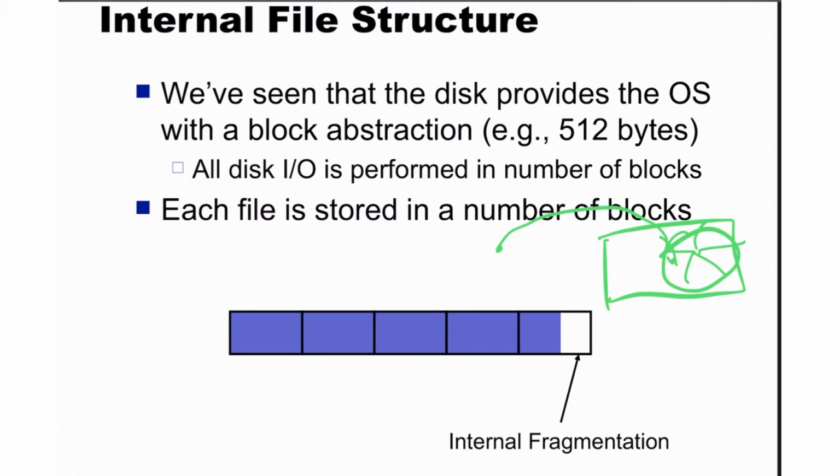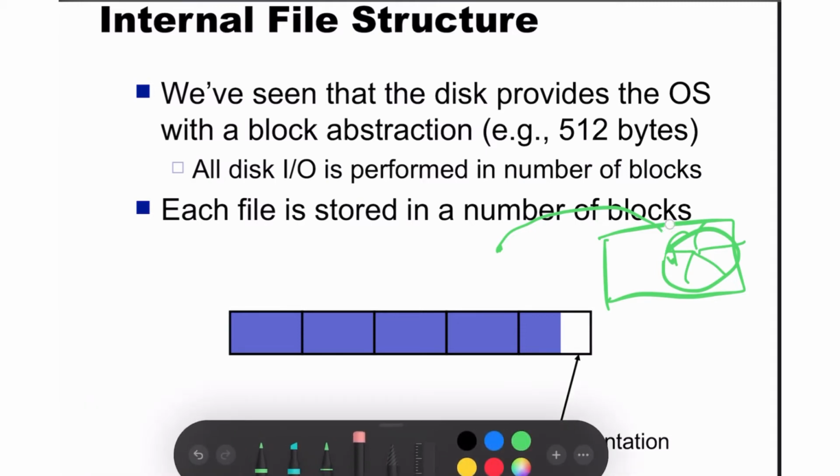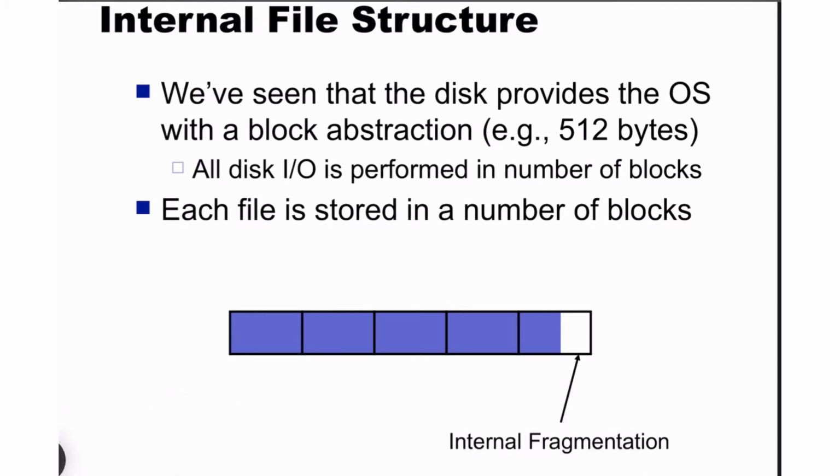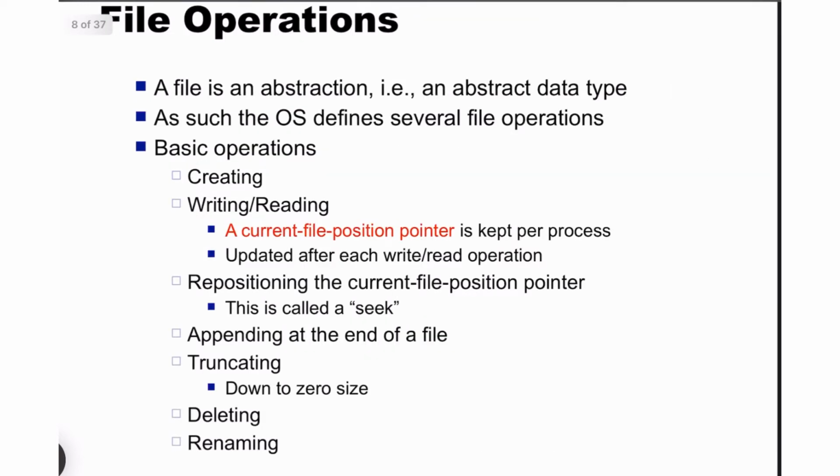So, we let our operating system do the saving of the file, and we don't know where, in which specific sector or location of the hard disk, our file is located, but we just know the name. Each file is stored in a number of blocks. Okay, so it is stored with internal fragmentation.